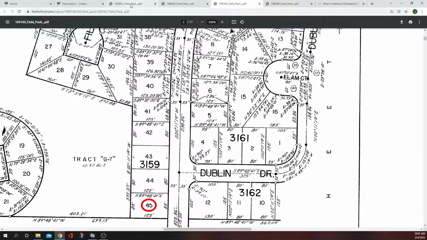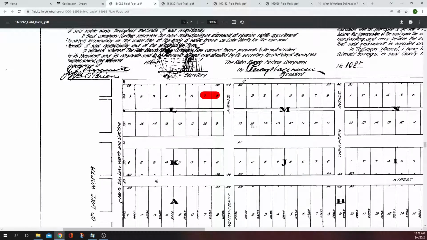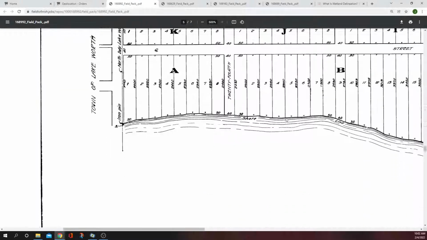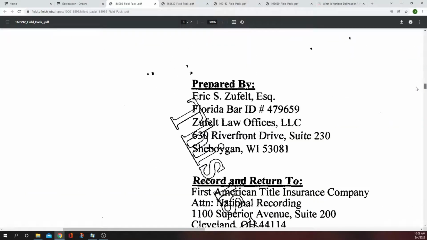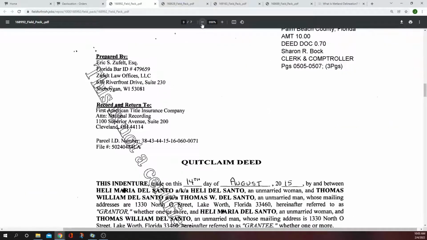Okay, now one more. Let's look at this one. So again, first thing I'm going to look at is the deed. Let's see. So on this deed, it says the north half of lot 7 and all of lot 8.